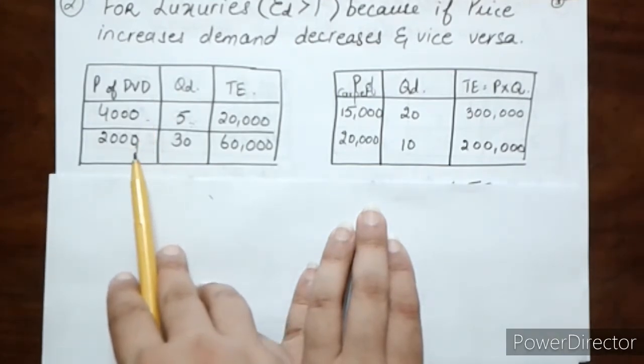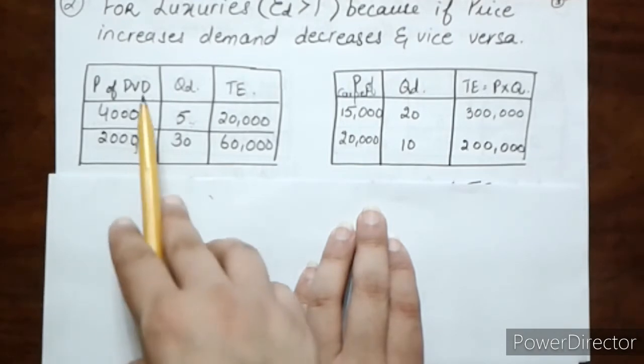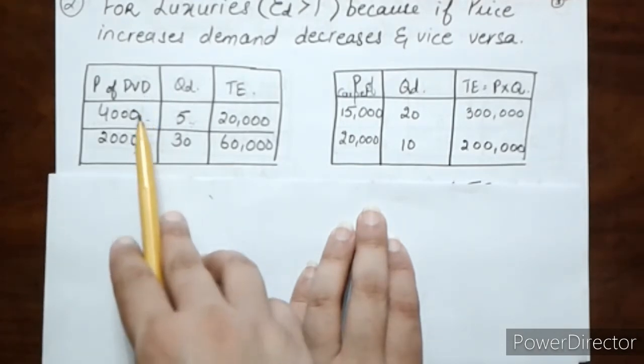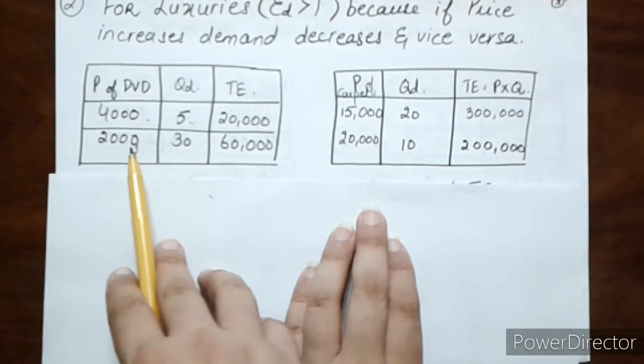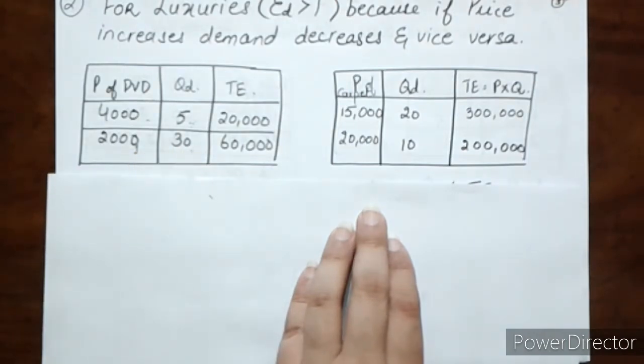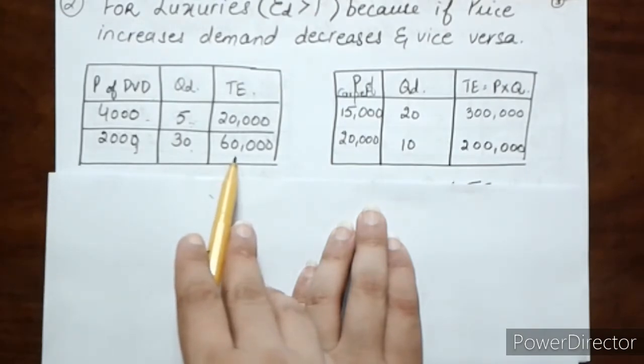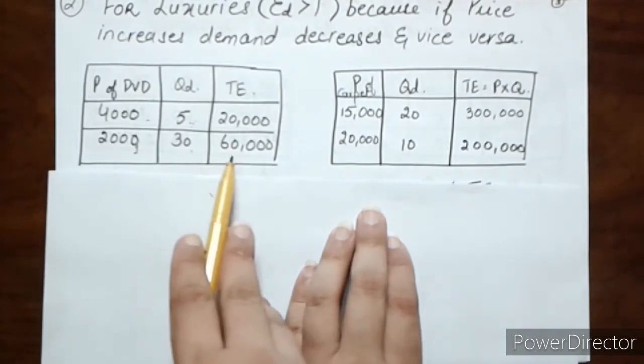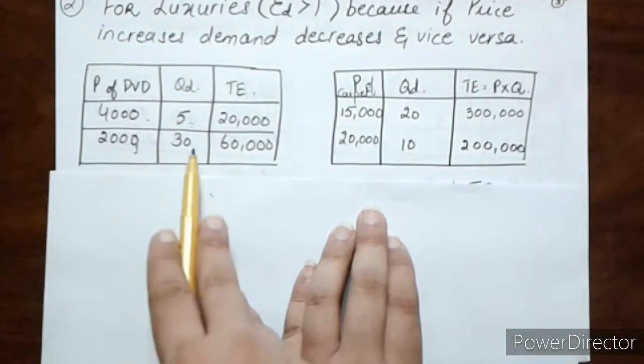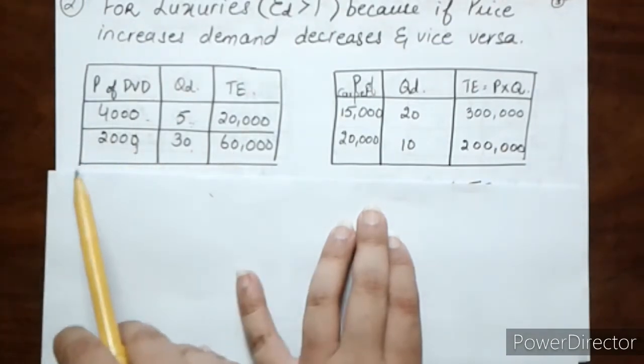Now when the price drops to half, the same commodity, that is DVD, will now become affordable for many, and many will rush to the market. So let's say its demand rose to 30. Now altogether, how much money is being spent on 30 DVDs? 60,000. 2,000 into 30, that is 60,000.